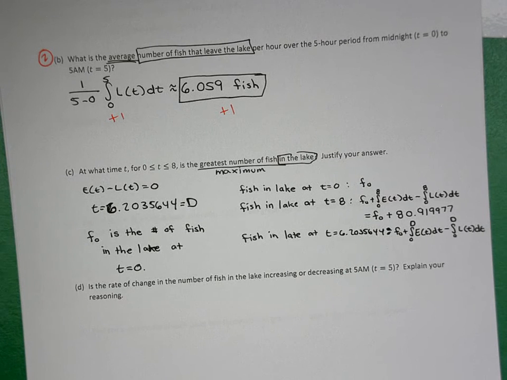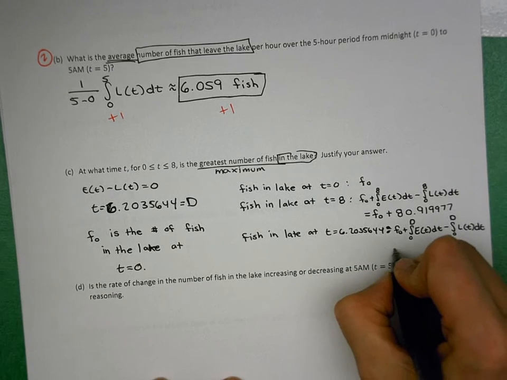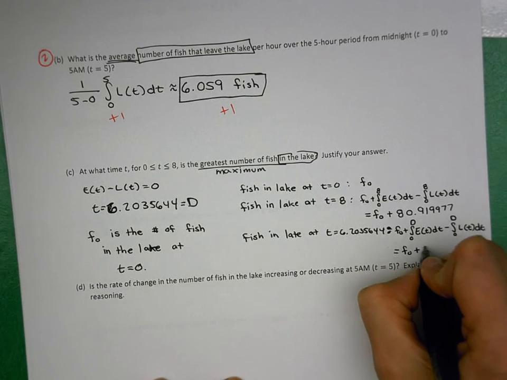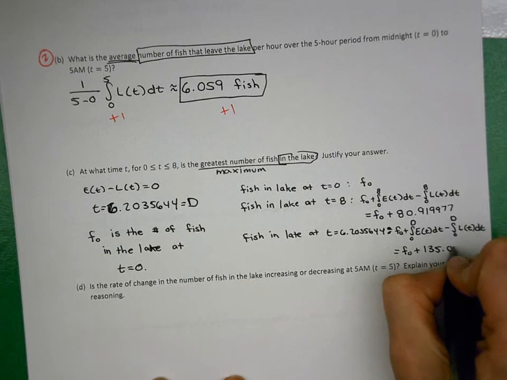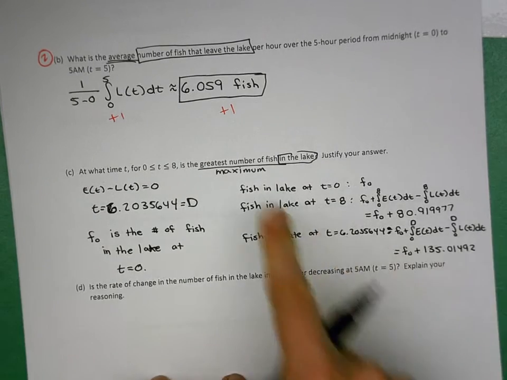Doing your integral from 0 to 6.2035644. Calculator's back up. Or sorry, my laptop's back up, and you should get F naught plus 135.01492. And so which one of these is the maximum?